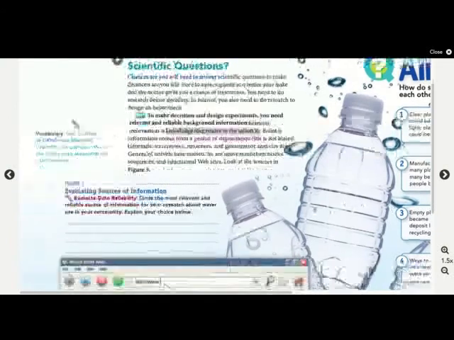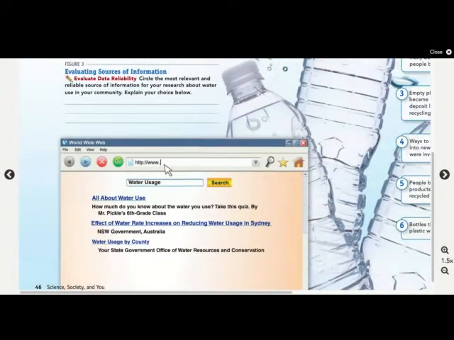Now let's look at Figure 3, evaluating sources of information. Evaluate data reliability. Circle the most relevant and reliable source of information for your research about water use in your community. Explain your choice below. So we have all about water use. How much do you know about the water you use? Take this quiz by Mr. Pickle's 6th grade class. Effective water rate increases on reducing water sewage in Sydney, NSW Government Australia. And lastly, we have water usage by county, your state government office of water resources and conservation.